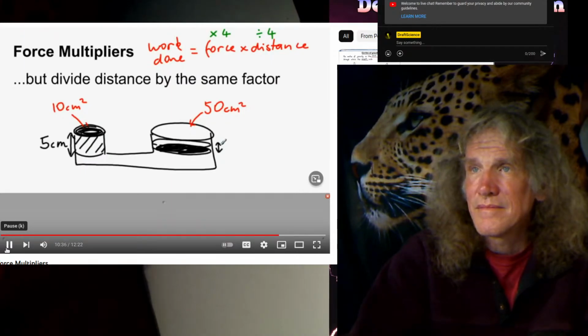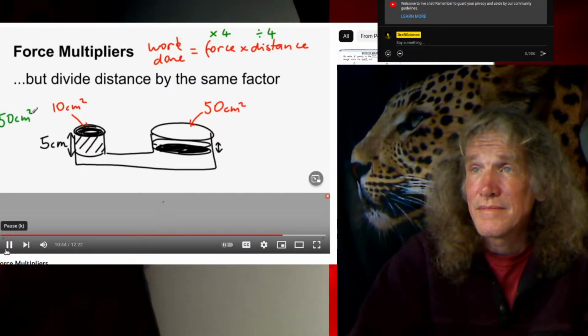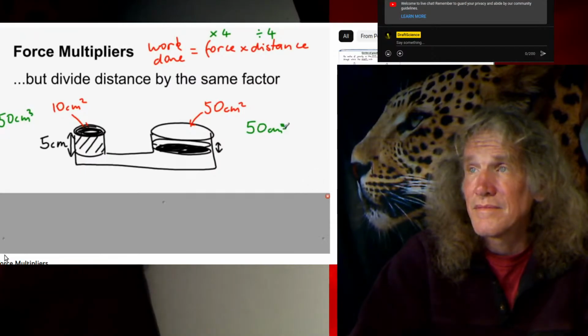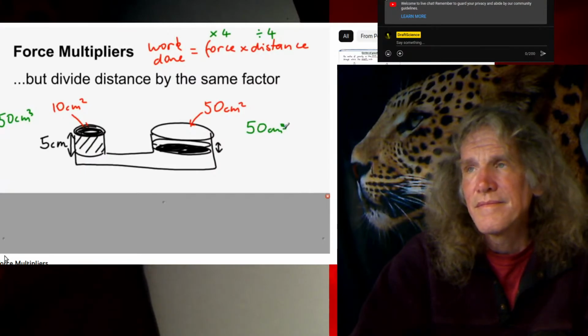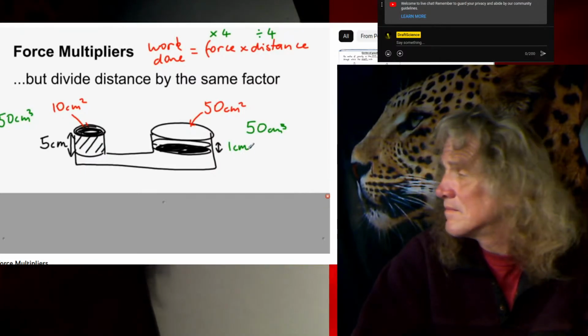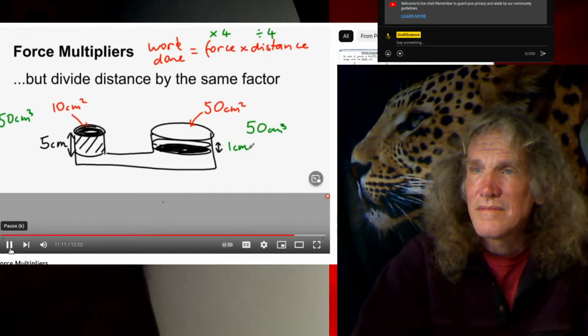Well, if we really want to, we can work out the volume here. So we've displaced 50 centimeters cubed of liquid here. Since liquid's incompressible, we must also have gained 50 centimeters cubed of liquid here. Well, if the area is 50 centimeters squared, then it's only moved up by 1 centimeter. So even though this multiplies our force by a factor of 5, it divides the distance it moves by a factor of 5.